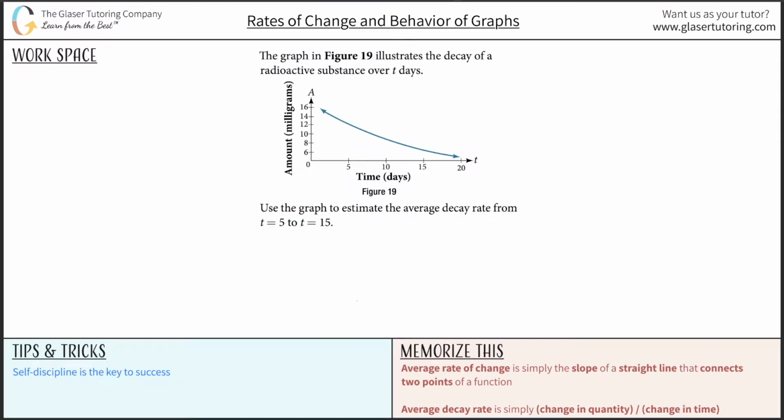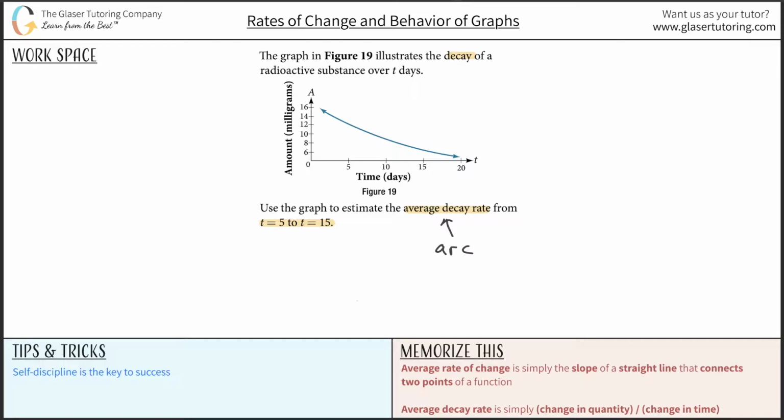The graph in figure 19 illustrates the decay of a radioactive substance over T days. Use the graph to estimate the average decay rate from T5 to T15. All right. So basically, we would like to reinterpret this average decay rate as simply an average rate of change.